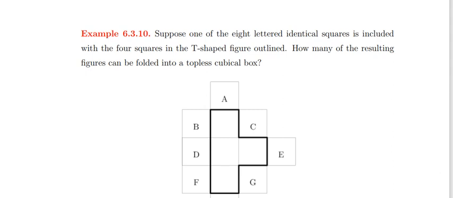So for this problem, it says we already have these 4 attached squares. These attached squares make a T-shape, right? So then we attach one more square. Suppose we attach this A. So the question is, can we make a box, a topless box?